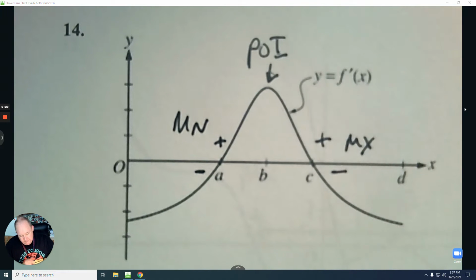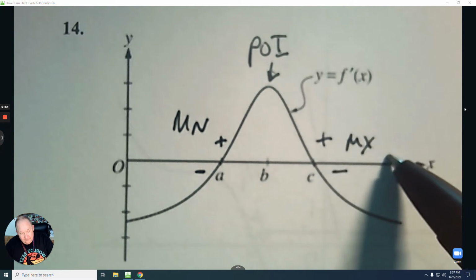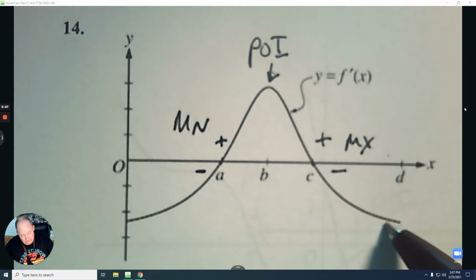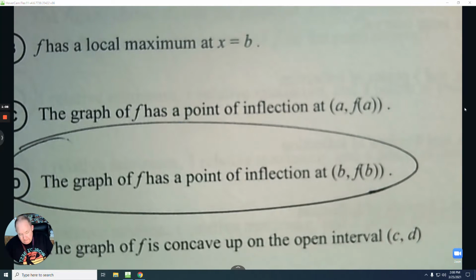So a is wrong. F has a maximum at B. That's wrong. The graph has a point of inflection at A and F at A. Wrong. The graph has a point of inflection at B and F at B. That one is correct. The graph of F is concave up on the open interval from C to D. Now, from C to D, it is decreasing, so it's actually concave down. So the only one that would match would be D for question number 14. The graph has a point of inflection at B and F at B.